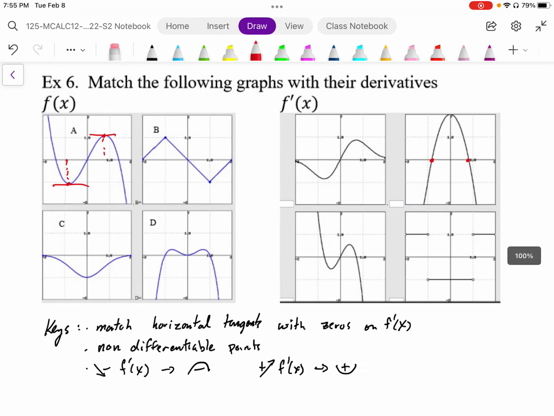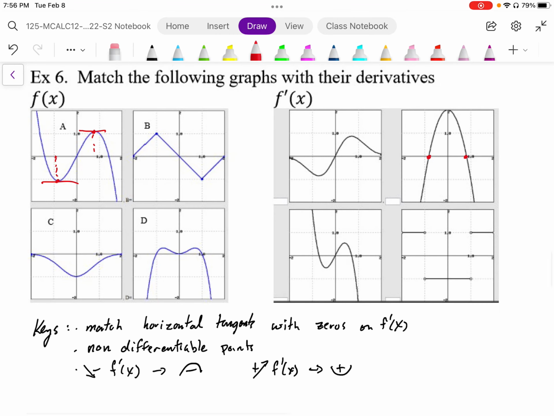We also have non-differentiable points. So if we have non-differentiable points like this and this, they should show up as non-differentiable points on a derivative, or the derivative should not be defined at that point. So if we take a look at this graph here, the graph is not defined here and here. There's a jump, in fact, going from a positive slope to a negative slope. Okay, so in this case, it looks like B would match that.